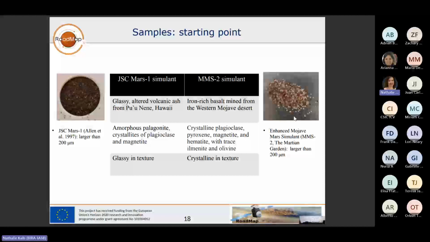The JSC Mars-1 simulant was glassy, altered volcanic ash from Pu'u Nene, Hawaii. It has amorphous palagonite and crystallites of plagioclase and magnetite, and it is glassy in texture, whereas the other sample, MMS2, is quite different. It has iron-rich basalt mined from the western Mojave Desert. It has crystalline plagioclase, pyroxene, magnetite, and hematite with trace ilmenite and olivine, and it's crystalline in texture. These are the bulk samples received, so these are larger than 200 micrometers in size.